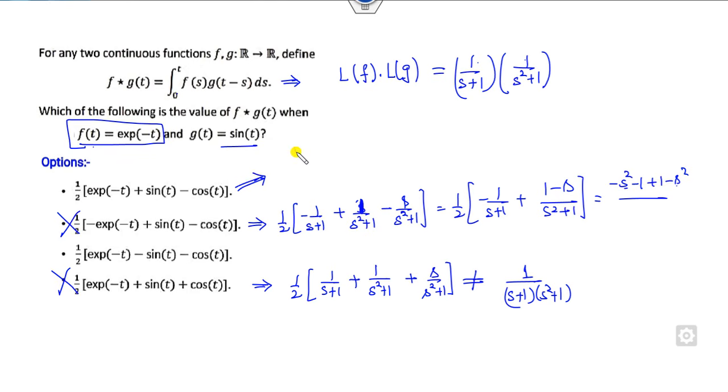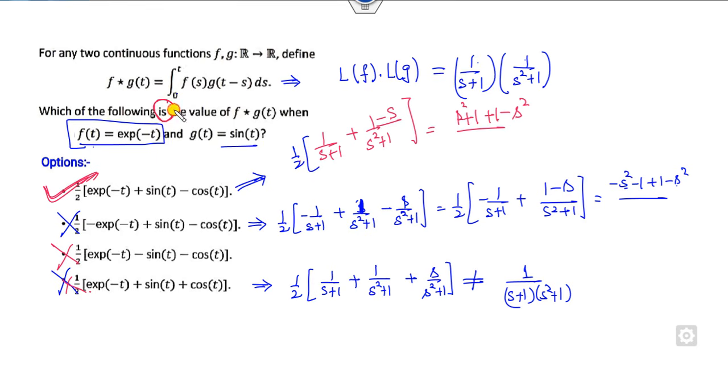Look at the first option. Half times 1 over s plus 1, 1 over s square plus 1, and minus s over this. Now if you clearly see, if you take the LCM, it will be s square plus 1 and 1 minus s square. The 2 will be cancelled out. So the right answer is here. The rest of the options are cancelled out because only one correct option is there.